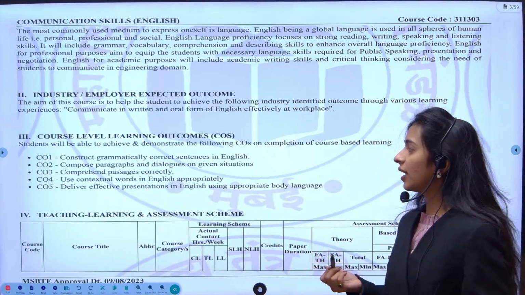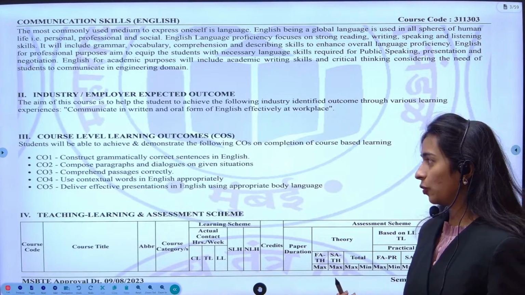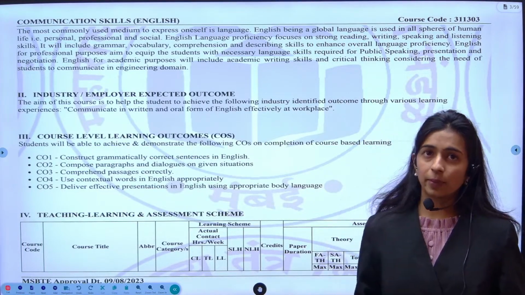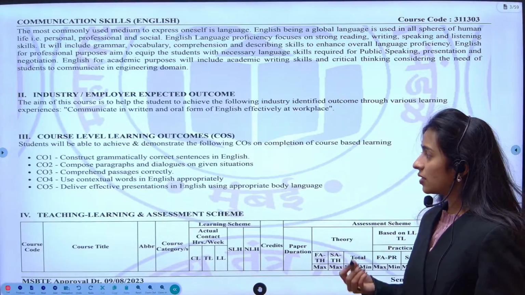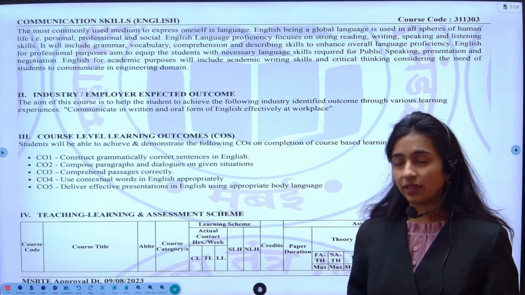The fourth learning outcome that they are expecting is use contextual words in English appropriately. So vocabulary, it's all about vocabulary. तुम्ही किती words वापरताय आणि ते किती perfect ठिकाणी वापरताय, that is really really important.